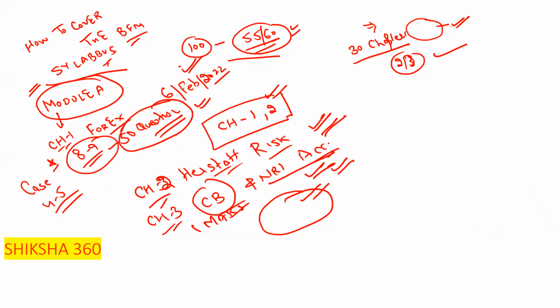So under module A, chapters number 1 and 2 are the most important and scoring. Next one is chapter number 4.